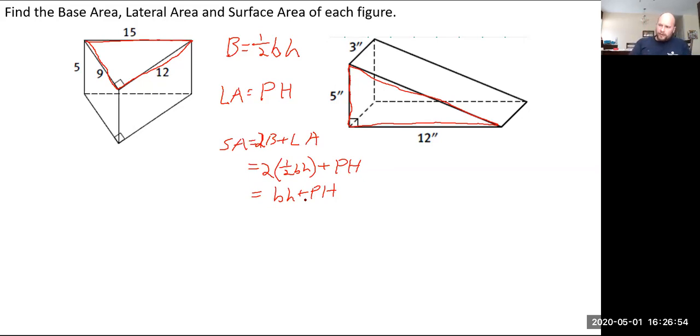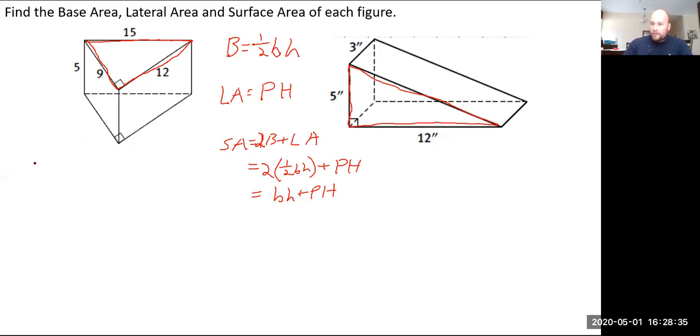Excuse me. All right. On the first one, I want to find all 3 parts. I want to go ahead and find the base area, the lateral area, and the surface area. Okay, so in that first one, let me find my cursor here. There it is. All right.